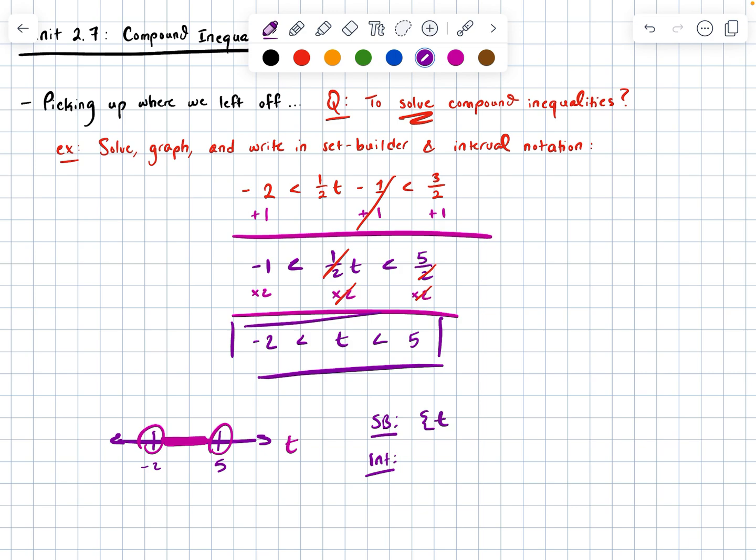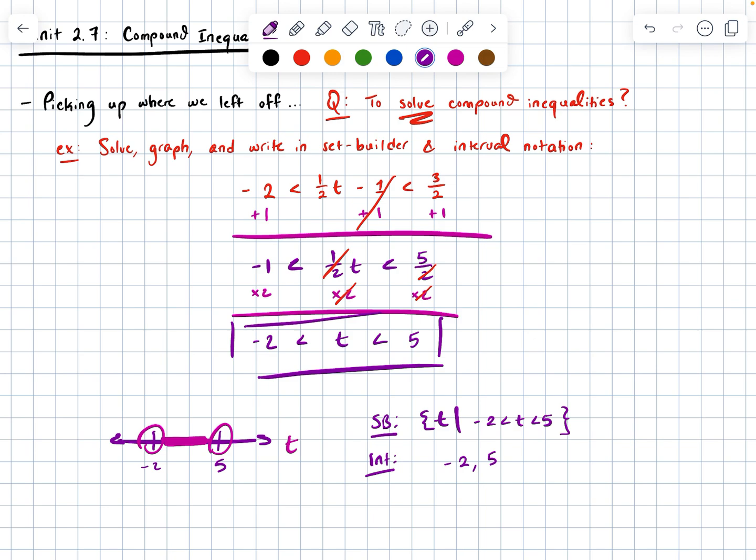I need the set of values of t such that, well, what criteria have I established? The only thing I know here is that t needs to be between that -2 and that 5. And for interval notation, well, look at my number line. What did I shade in? Reading from left to right, I started on the left with the -2, and I ended on the right with the 5. So I'm going from -2 to 5.